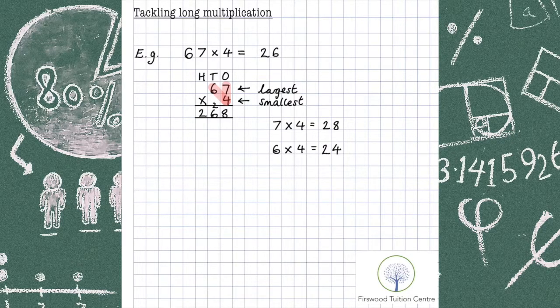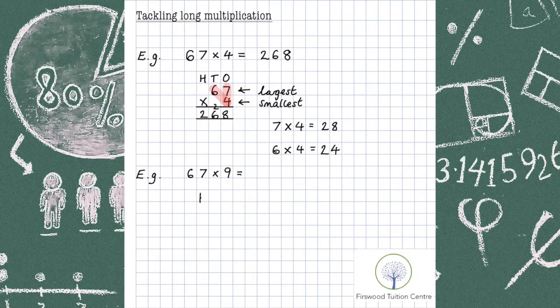Now that we have worked out our answer, we can move on to our next example. In this example, let's take 67 and multiply it by 9. We can start by rewriting it like we did in the example above to give us this table. We have remembered place value and to place the largest and the smallest numbers in the correct position.